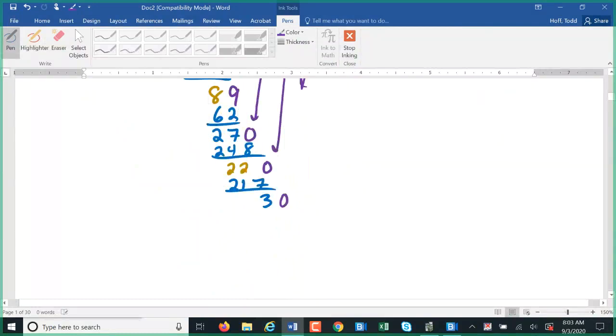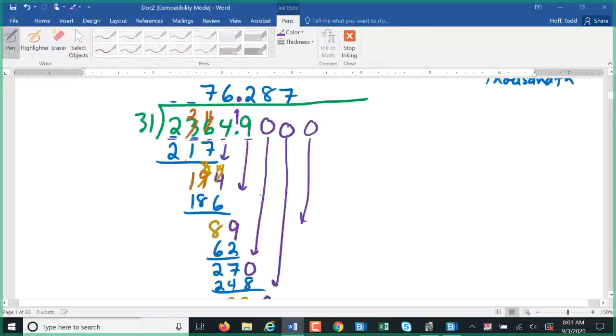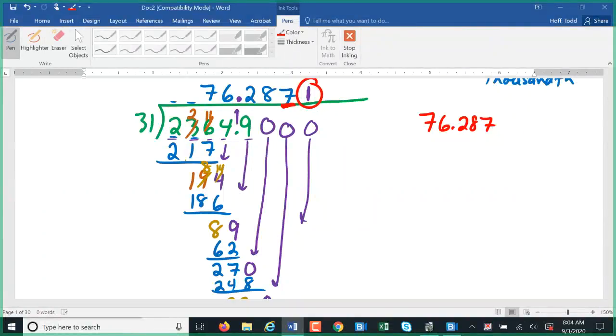Well, that makes this just a 30. Well, 31 does not go into 30. So that makes this next digit just a 0. So that's telling us to the nearest thousandth, this 7 in the thousandth digit would still stay a 7. So that's just 76.287. But we had to get that next digit, that ten-thousandths digit, so that we knew whether we stayed a 7 or if we had to round up to 8.